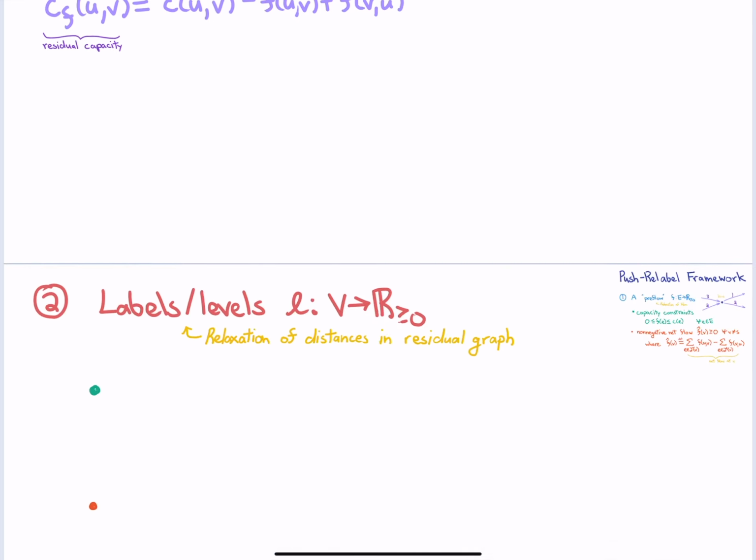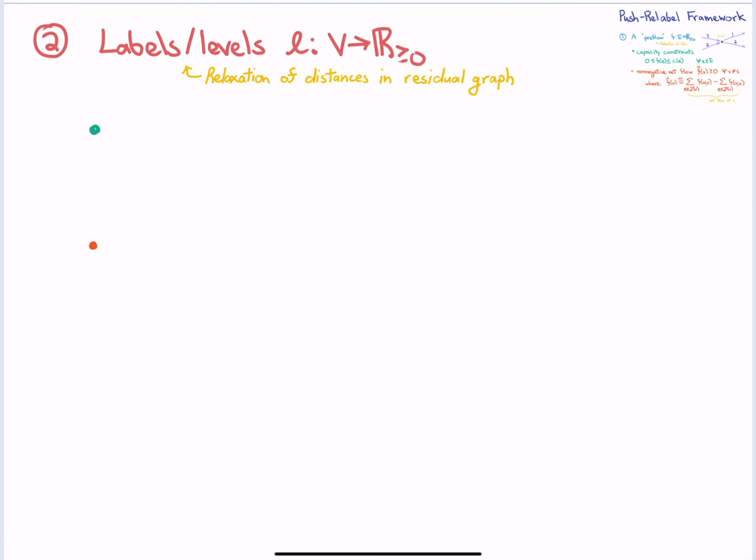All right, so the second ingredient, which acts like distances but is not exactly, is these labels. The algorithm is always going to assign, for every vertex, some value between 0 and roughly 2n. It's going to assign an integer to every vertex.